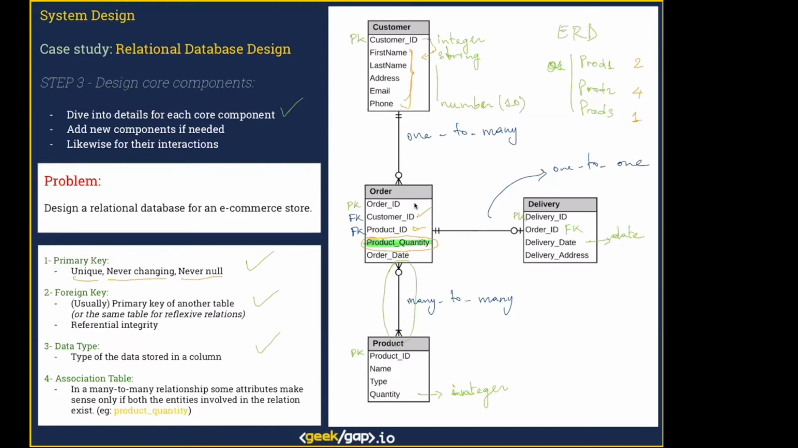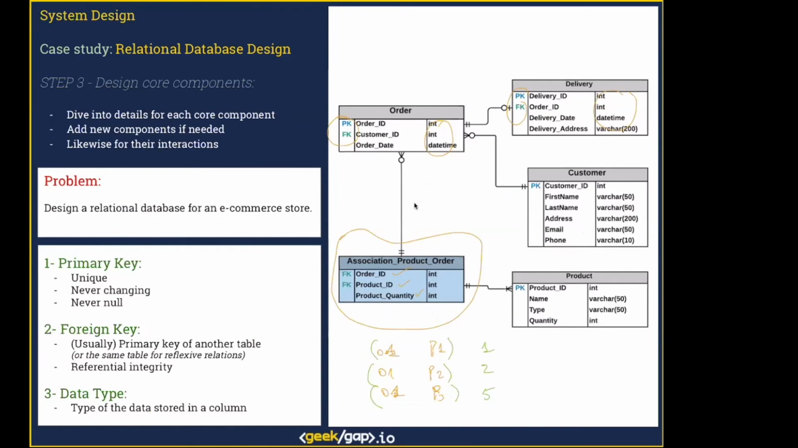Some attributes only make sense if both the entities involved in the relation exist. So if you look at this again, I know it's a bit mind-bending to understand, but it's very important because it always comes up in an ERD system interview, 100% certain, most of the time. So you have to understand this.